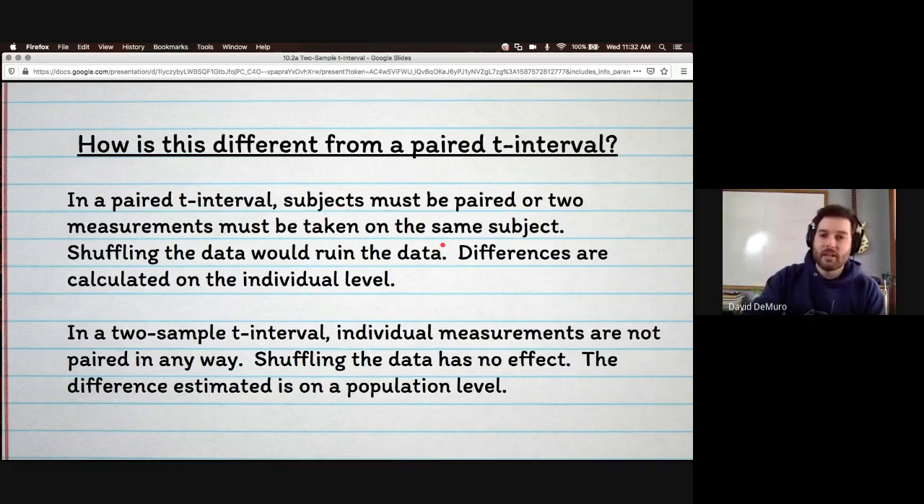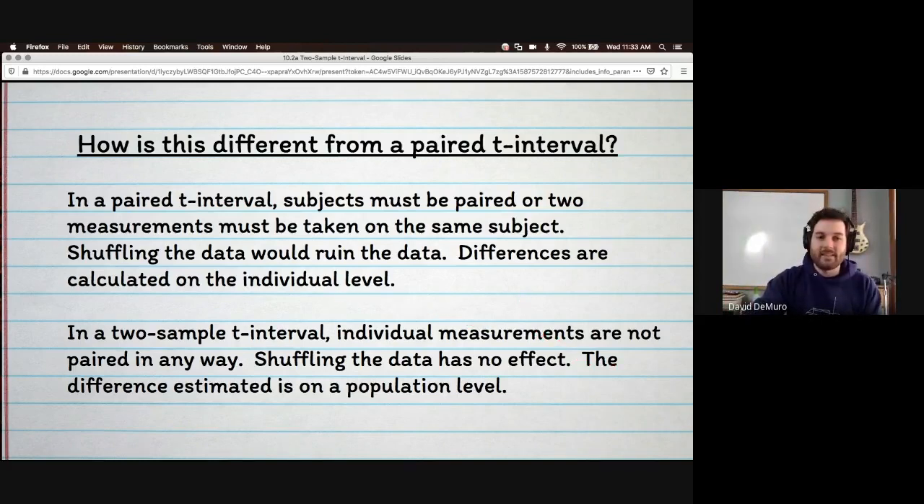Another thing to look for is that in a paired t-interval, the differences are calculated on the individual level. So we would look at these two people paired up as individuals. How different were those people? In a two-sample t-interval, the individual measurements aren't paired up in any way. So we don't have a person from this sample paired up against a person in that sample, and we look at them together. Shuffling those individuals around wouldn't affect anything because they weren't paired in the first place.